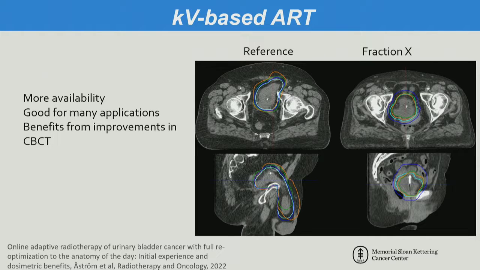KV-based, it might depend on whether cone-beam CT is good enough for your application, but it's more widely available. So eventually, everyone has a KV-based LINAC. So hopefully, we will be able to really put workflows in all these LINACs that we have to do adaptation. But we will really benefit from improvements in cone-beam CT. So I think that is crucial for wide implementation of this.